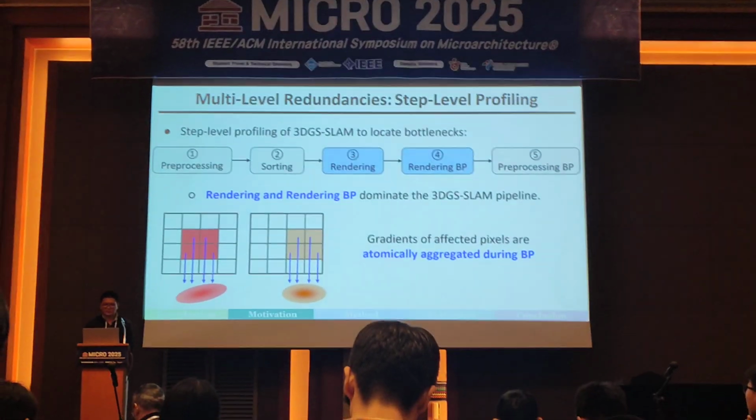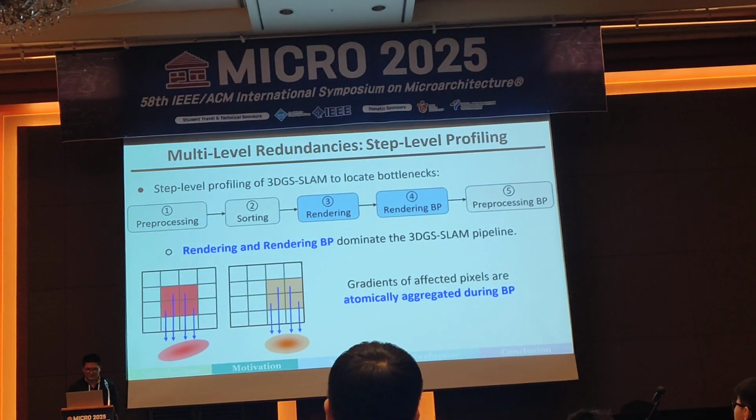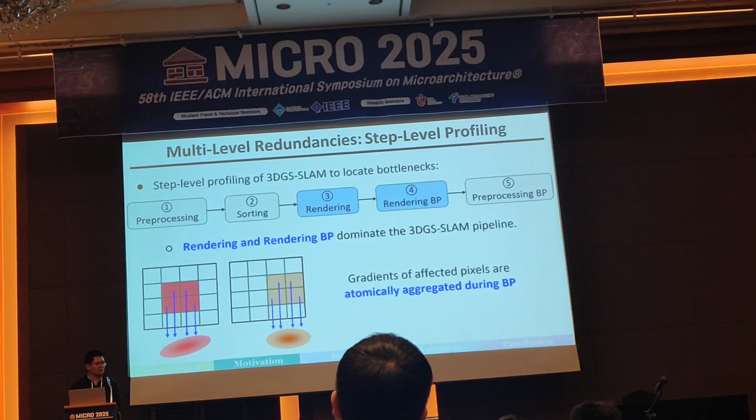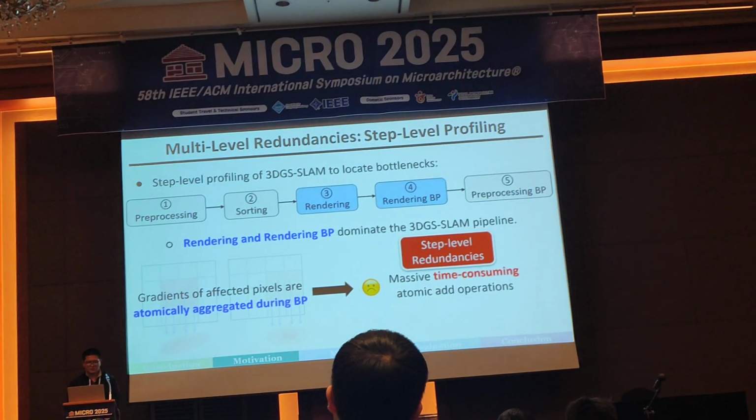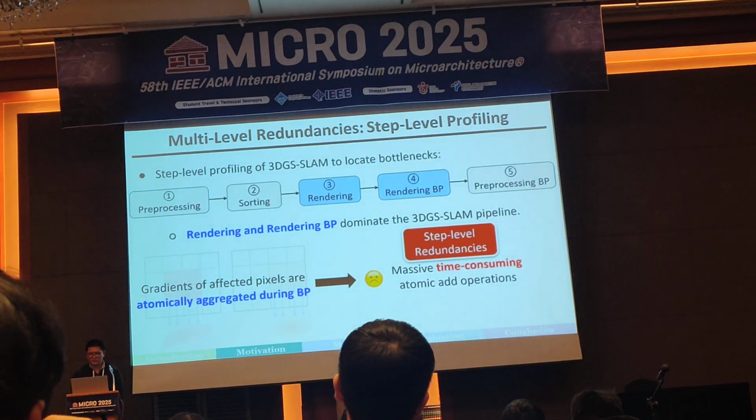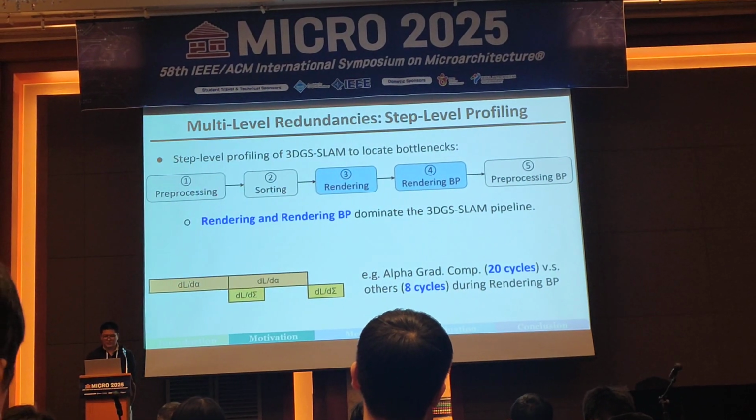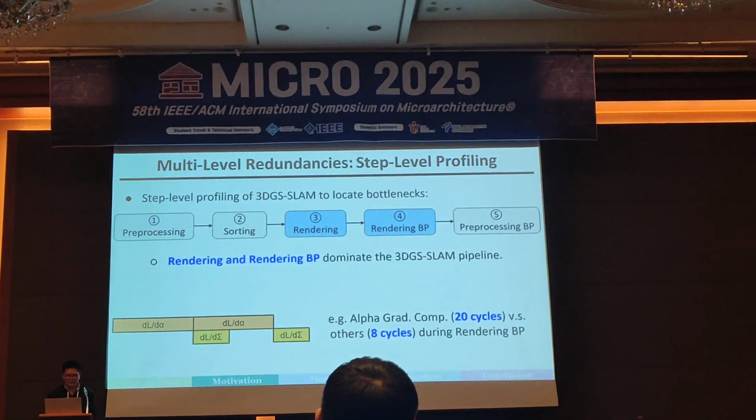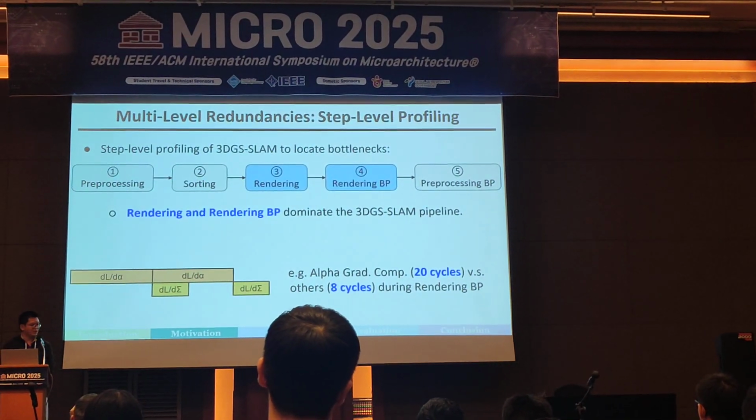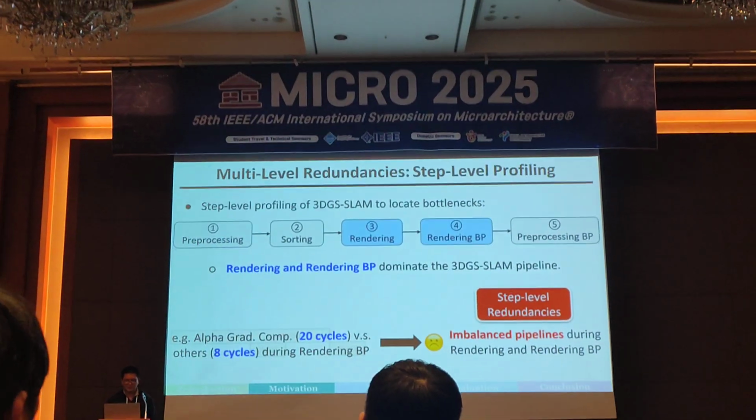During the propagation, the gradients of affected pixels are atomically aggregated to ensure the correct gradients accumulate across overlapping Gaussians. This results in massive time-consuming atomic add operations in propagation. For example, during propagation, the gradient computation takes about 20 seconds, while other operations take only 8 seconds. This also leads to an imbalanced pipeline during rendering and rendering propagation.